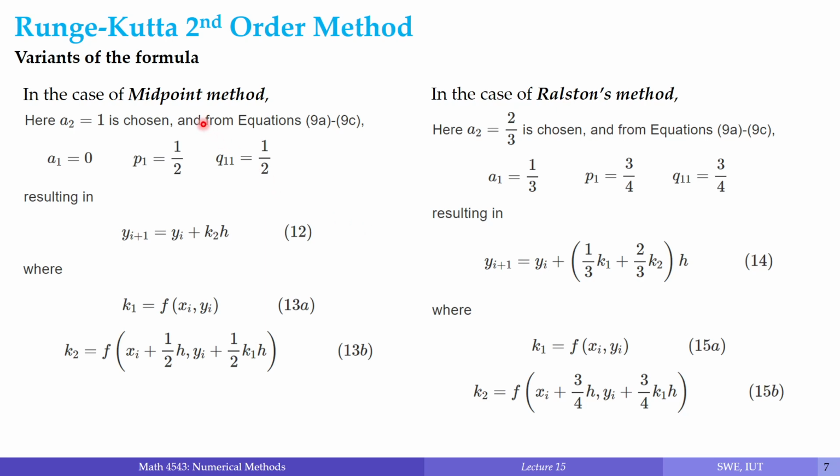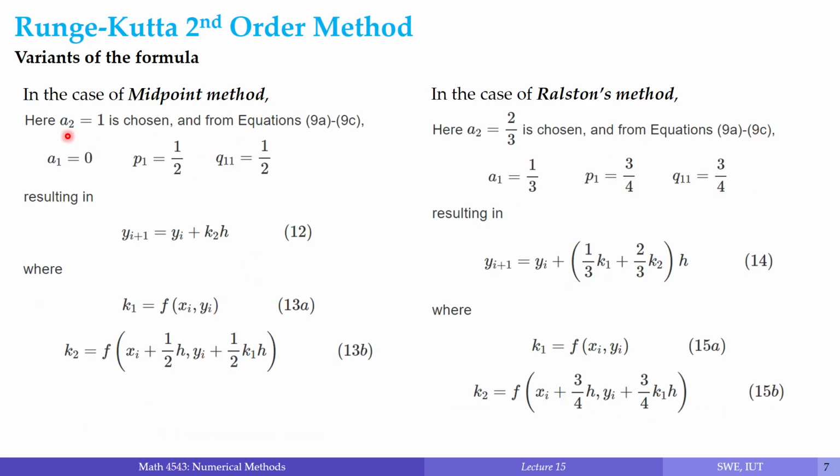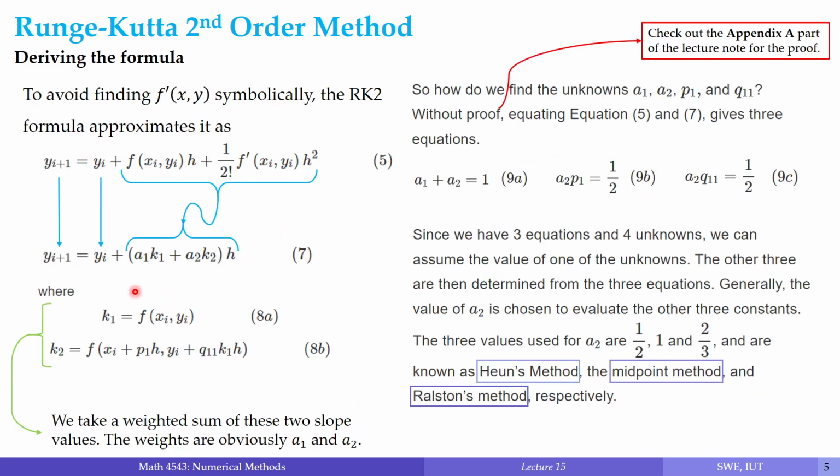Okay, fine. So now let's talk about the midpoint method. In the midpoint method, instead of considering the value of a2 to be half like Heun's method, we consider the value of a2 to be 1. So when we consider the value of a2 to be 1, let's go back to the equations. These are the equations, right? So we know our value of a2 is 1, which means our a1 value will be 0, right? Otherwise this equation will not be satisfied, right? So if a2 is 1, a1 will for sure be 0.